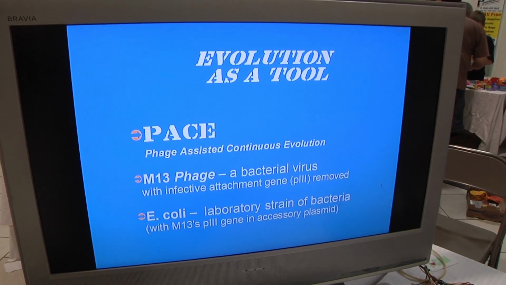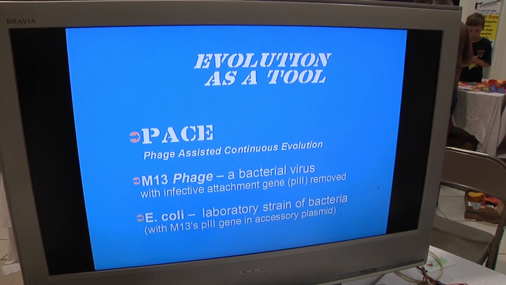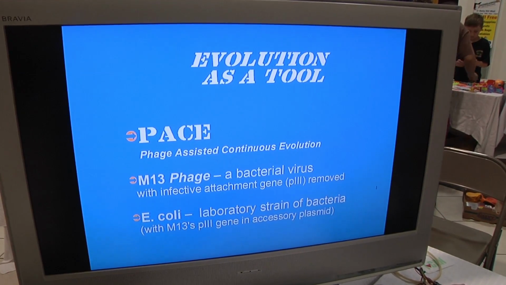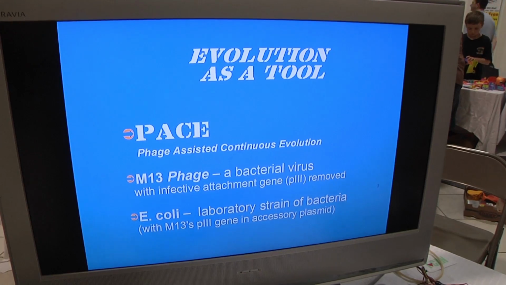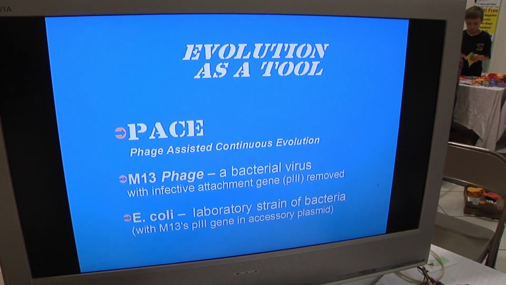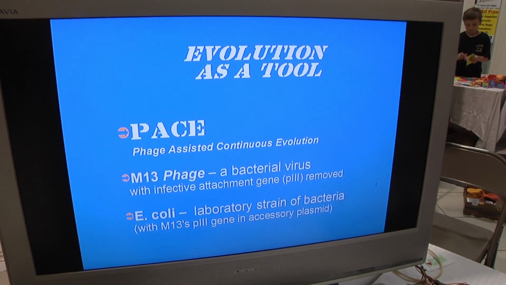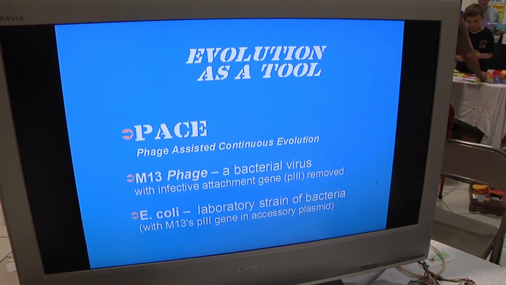from it, and you put that in E. coli, and you make it so that the E. coli, if you get a certain protein binding, the one you're trying to evolve, the E. coli will then produce that protein for the virus.